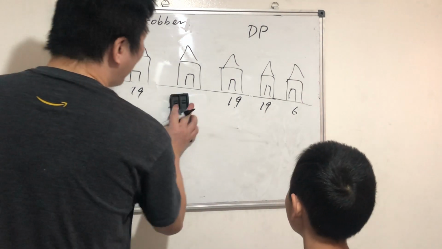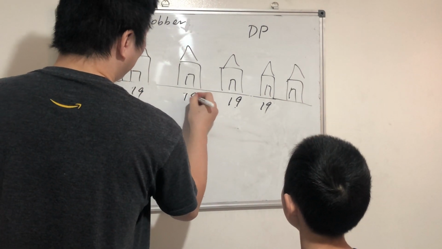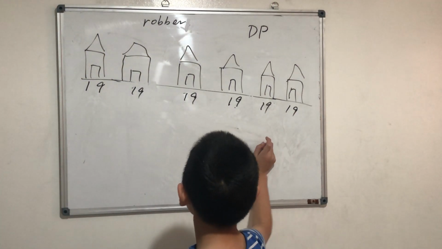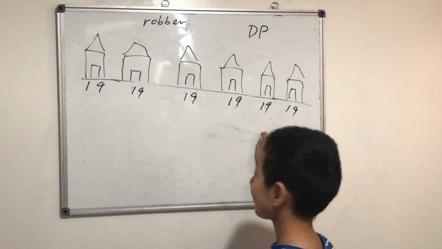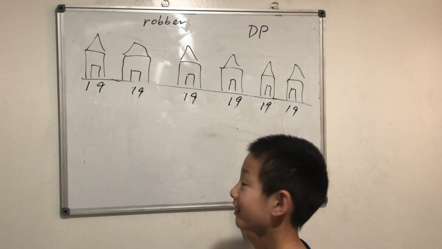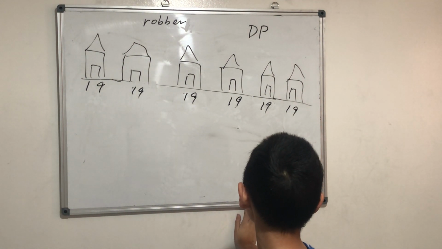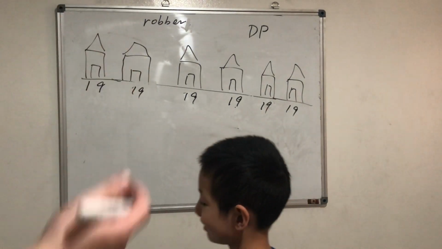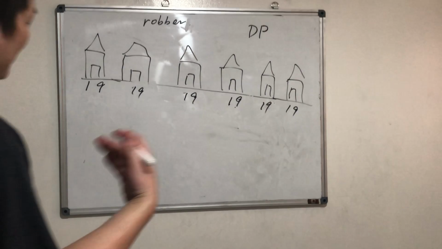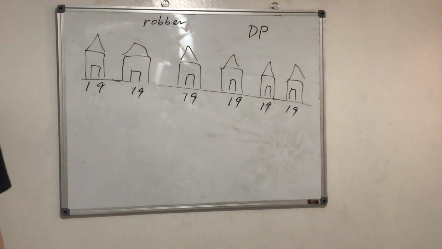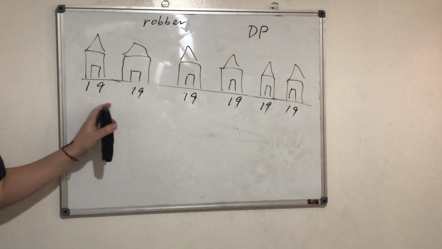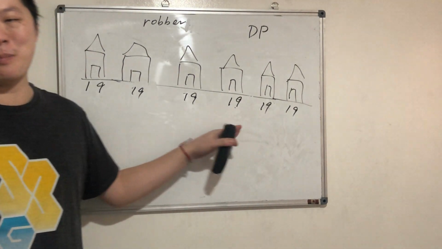For example, all are 19. So what happened? Wait. That's only 3 19s. Can you pick 4? Yeah, you can only pick 3. So that's how many numbers? Maximum 3, because every other one. So every other one. Okay, so it seems that in this case you just pick every other one.